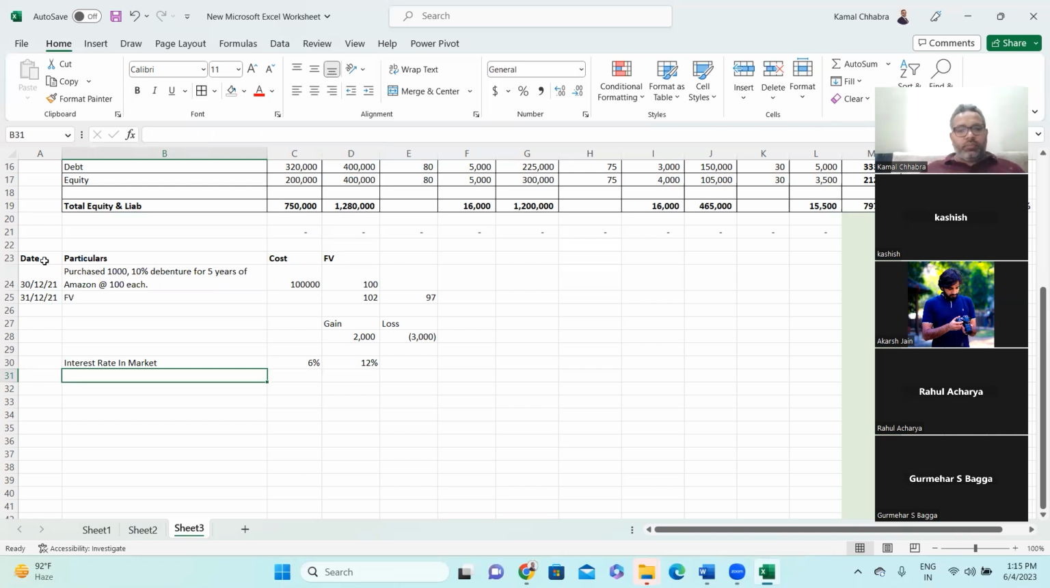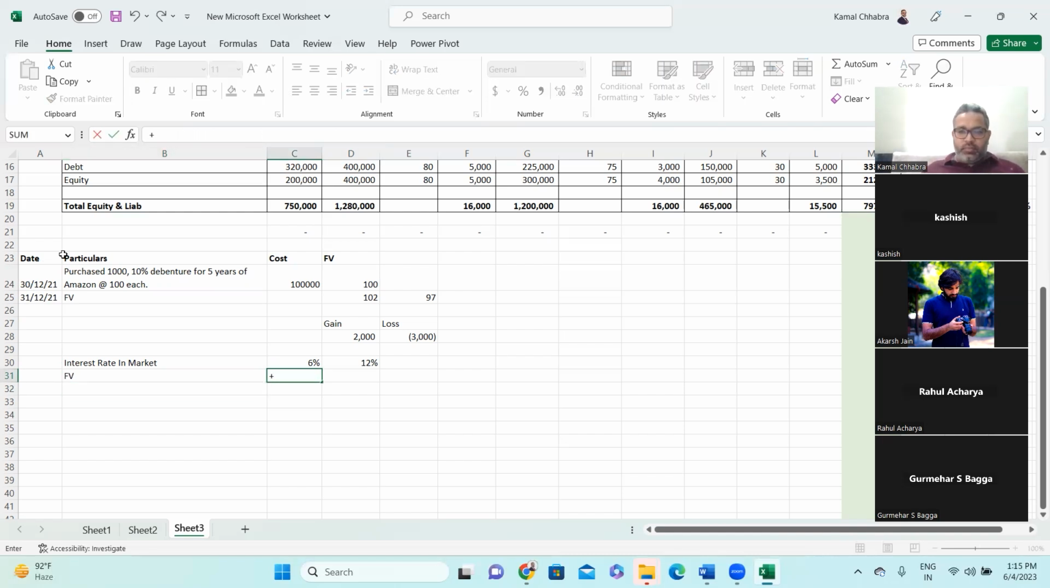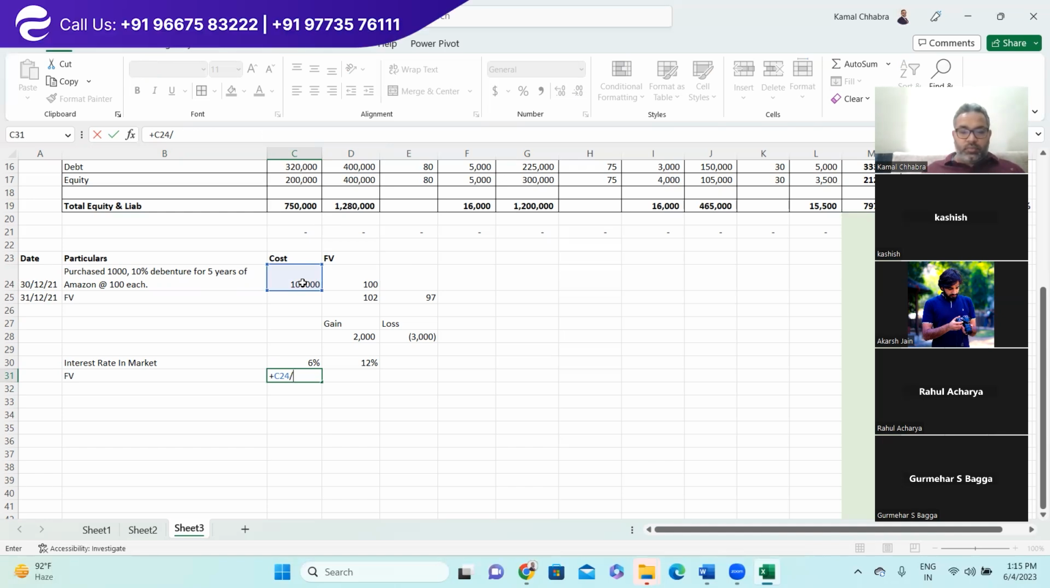So the fair value will be how much? 1,10,000. Oh, 6,000. Divide by 110%. No, divide by 10 into 4.